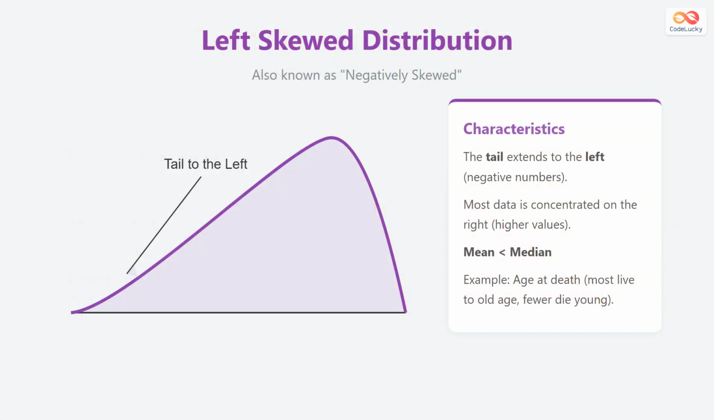Conversely, we have the left skewed distribution, or negatively skewed. Here, the tail extends to the left, towards the lower numbers. Most of the data is concentrated on the right side. In this scenario, the mean is usually less than the median because the low values in the tail drag the average down. An example would be the age of retirement. Most people retire when they are older, but a few retire very young, creating a left tail.